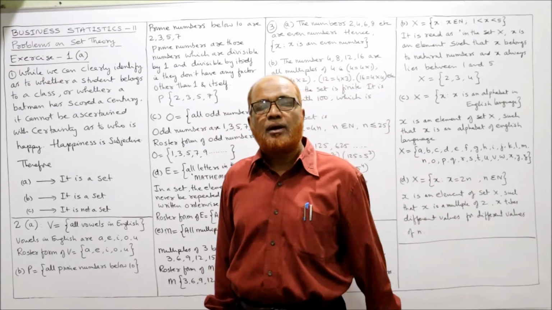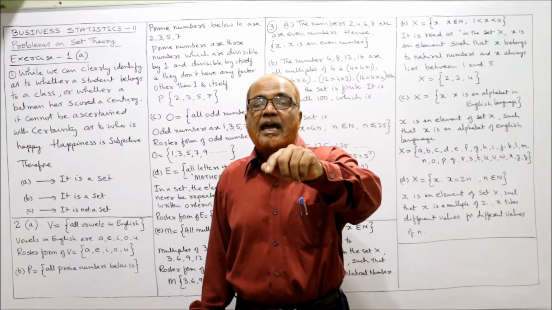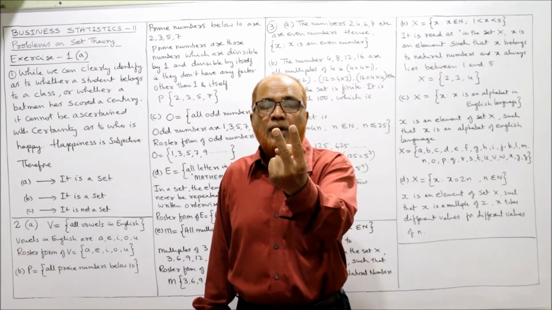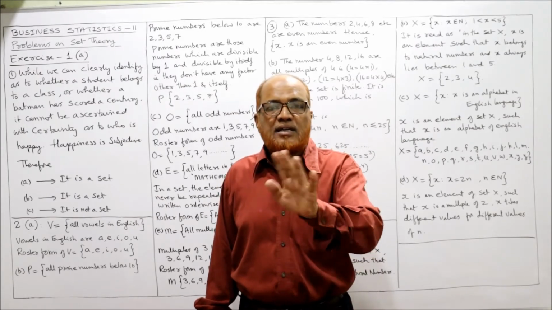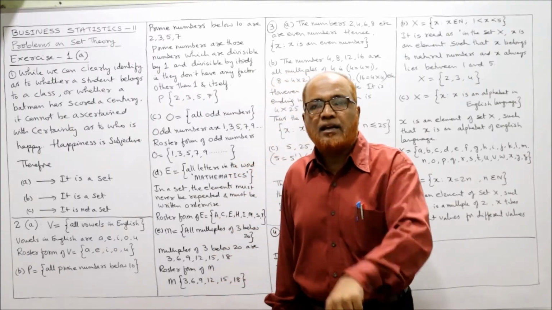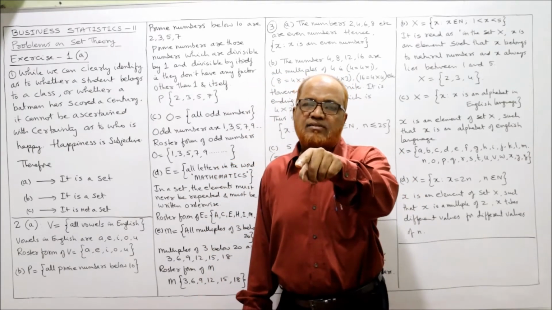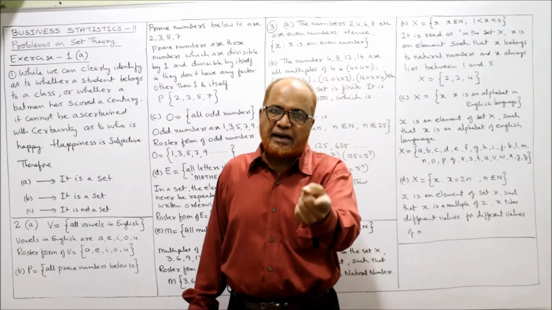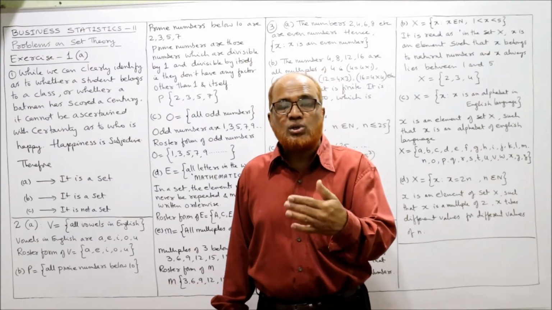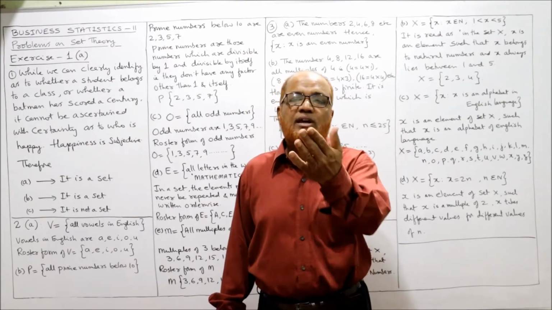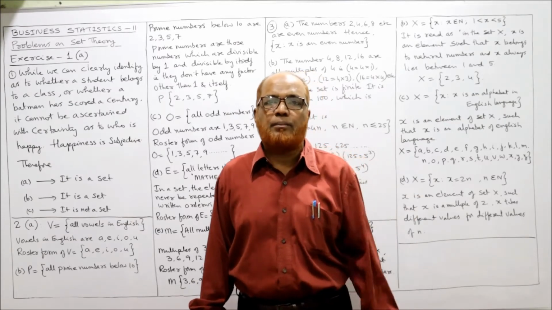Then 8. 8 is not a prime number because 8 is divisible by 1, by itself, and also by 2 and by 4. So 8 cannot be said to be a prime number. 9 is also not a prime number because 9 is divisible by 1, by 9, and also by 3. So we cannot say 9 is a prime number. 9 is not a prime number.